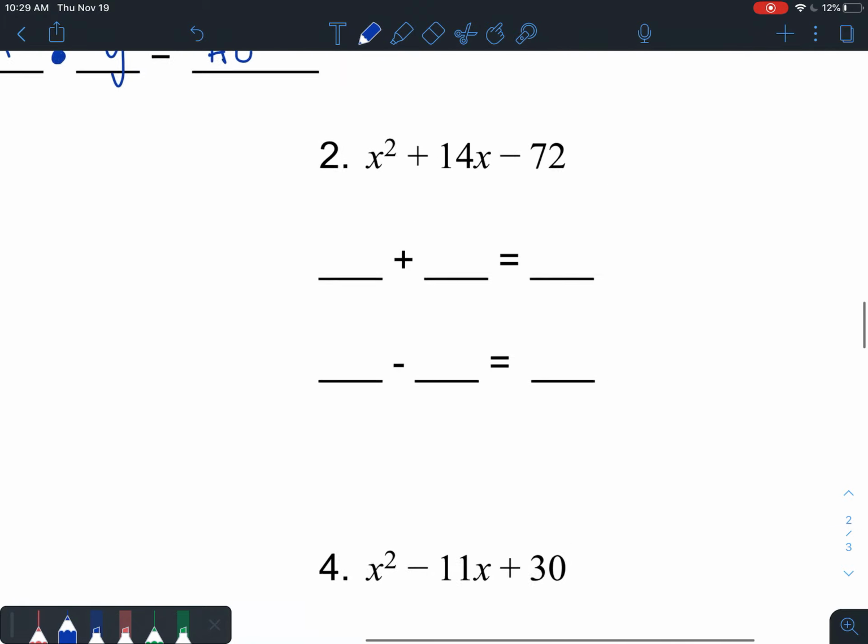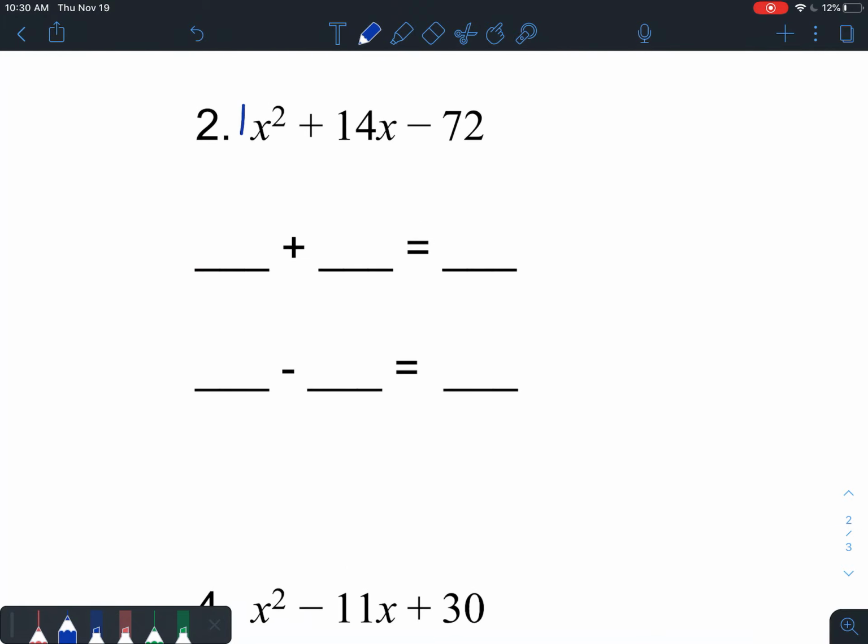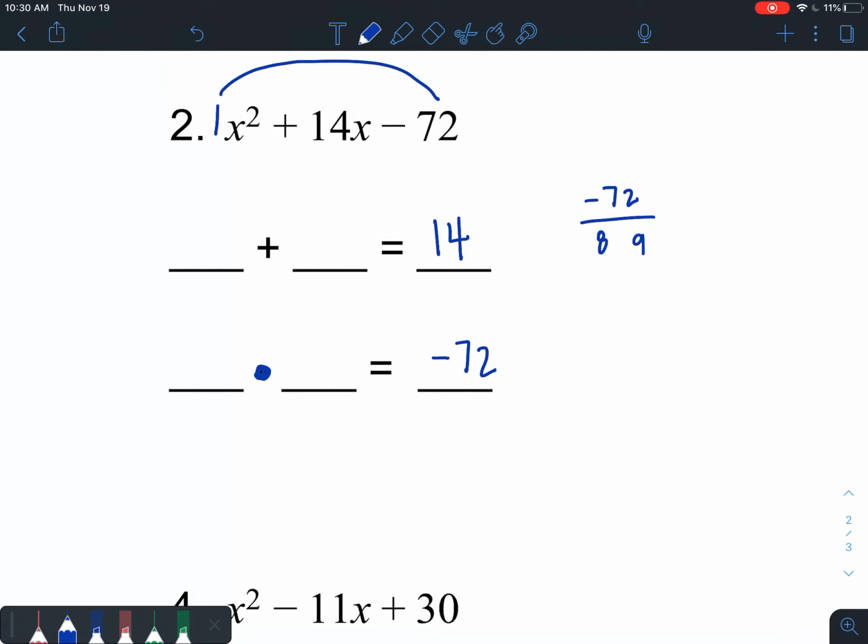All right, let's do another one. I've got a coefficient of 1, so I need two numbers that multiply to be negative 72, but add to be 14. So let's think of some numbers that multiply to be negative 72. Let's start from the middle. I've got 8 and 9. No combination of those are going to be 14. I have 3 and 12.